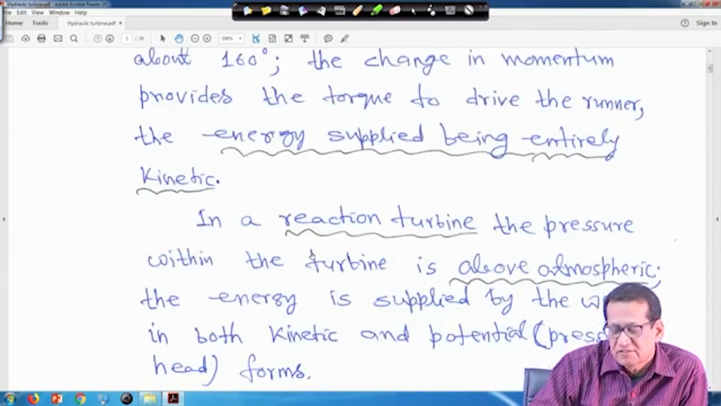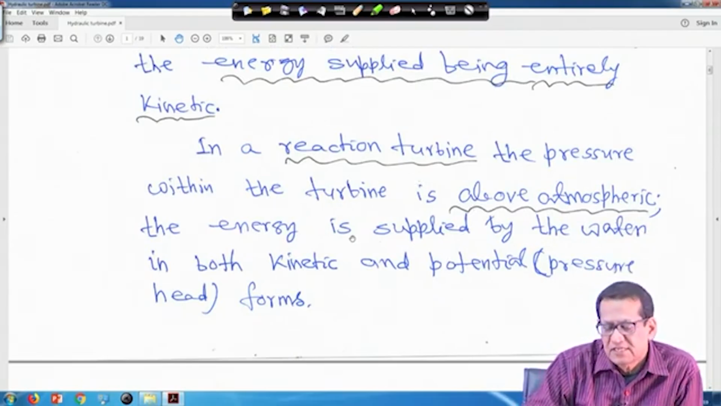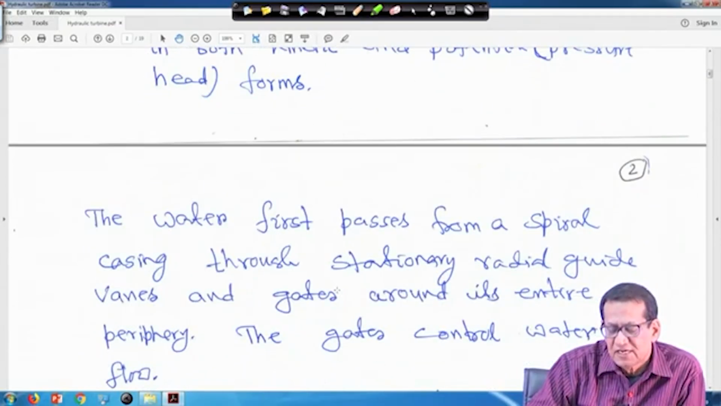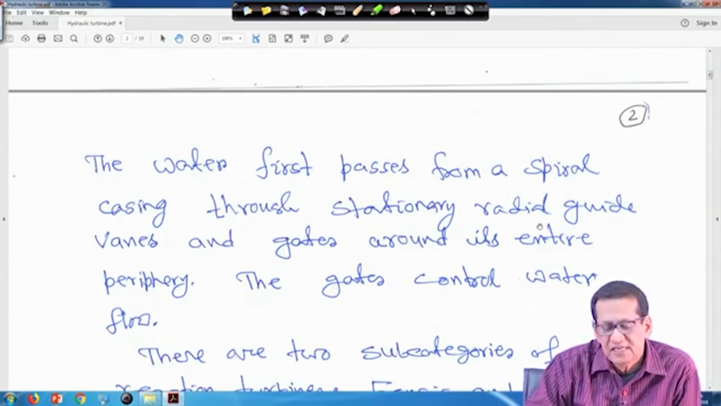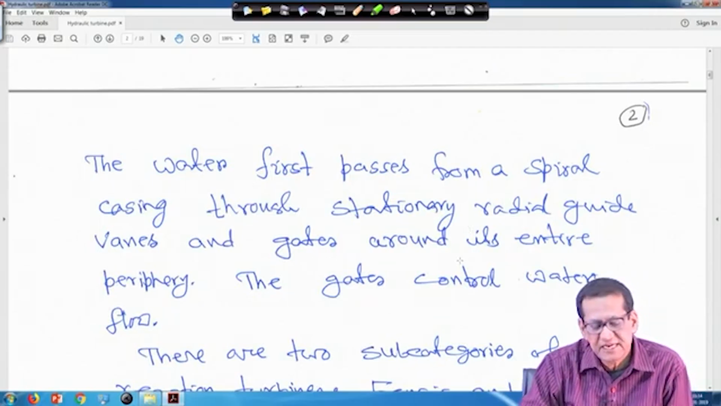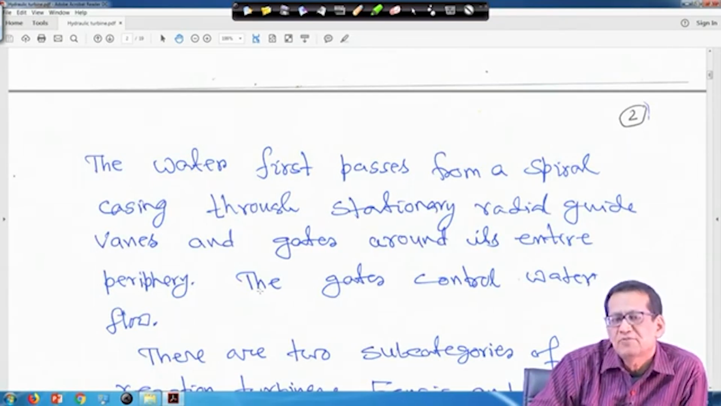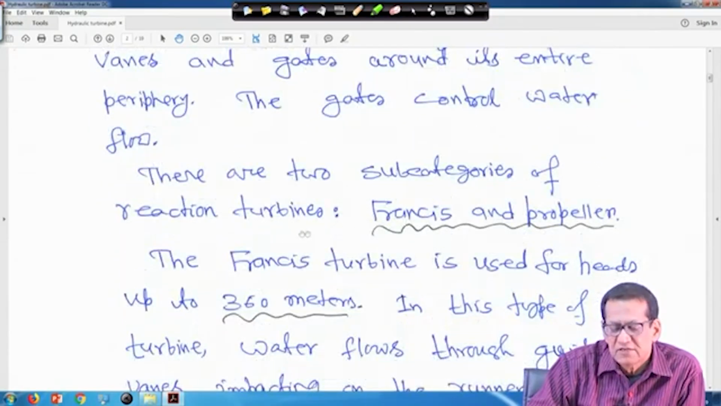Now, in a reaction turbine, the pressure within the turbine is above atmospheric, and the energy is supplied by the water in both kinetic and potential, that is pressure head, forms. The water first passes from a spiral casing through stationary radial guide vanes and gates around its entire periphery. The gates control water flow, as you have studied in power plant engineering. There are two subcategories of reaction turbines, Francis and propeller.